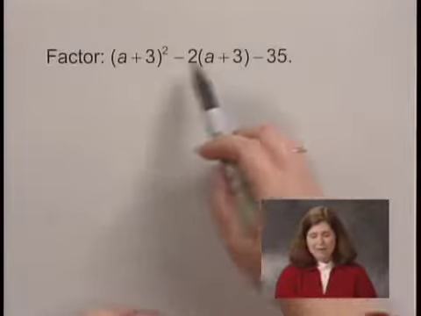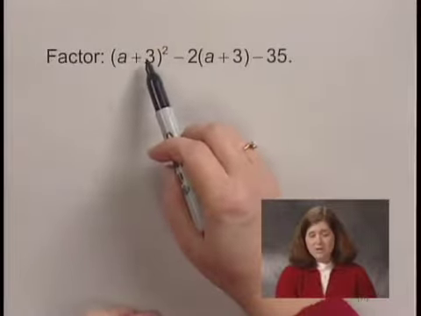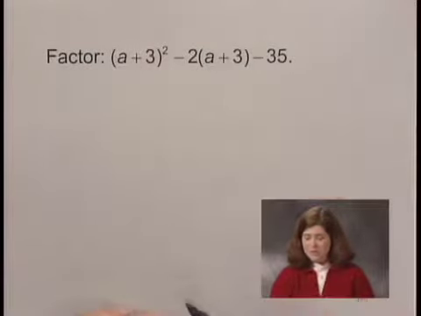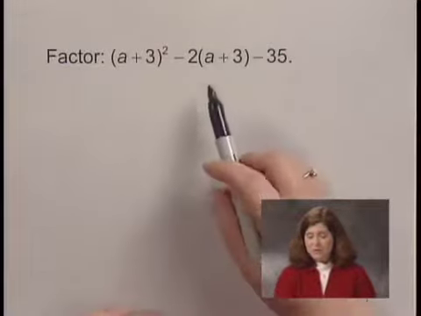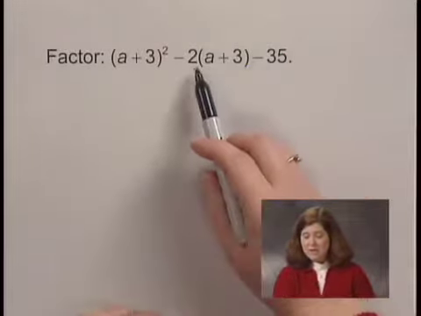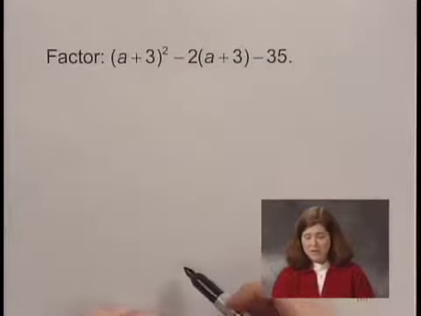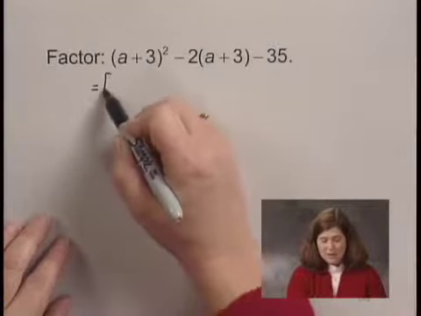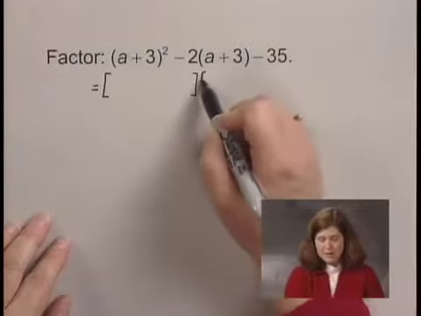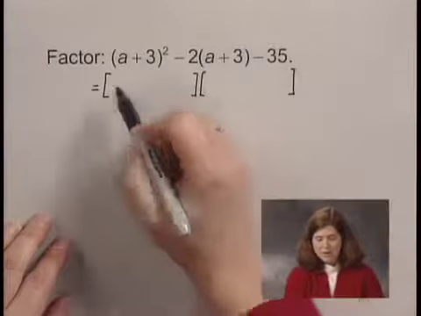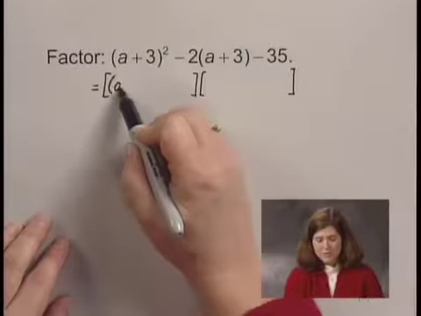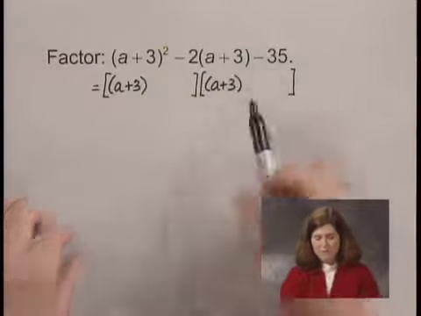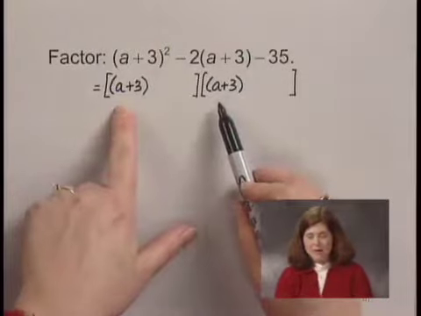Now we can think of a + 3 as the variable, like if this were u^2 - 2u - 35. We can find a pair of factors of negative 35 whose sum is negative 2 and factor this way. It would look like this. I'm going to factor this as a product, and in this the first part will be a + 3. That will give me my (a + 3)^2 when I multiply it out.